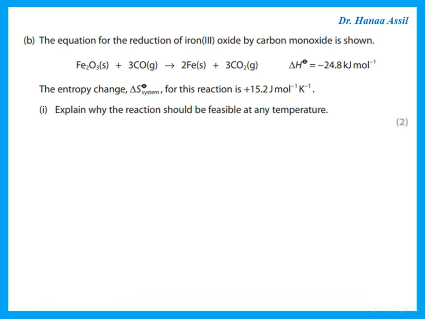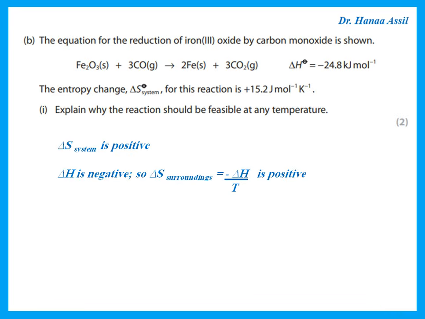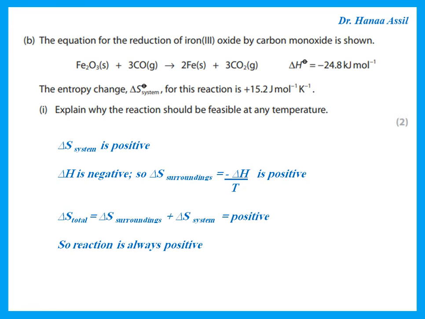The equation for the reduction of this reaction is shown. The entropy change delta S system is given. So he gives me that delta S system is plus 15.2. Explain why the reaction should be feasible at any temperature. Well, delta S system, he gives it to me as positive. And he gives me the delta H is negative. So the delta S of the surroundings is minus of a negative number. So the delta S of the surroundings is positive. And that means both of them are positive, and that means the delta S total is always positive, and the reaction is always feasible.